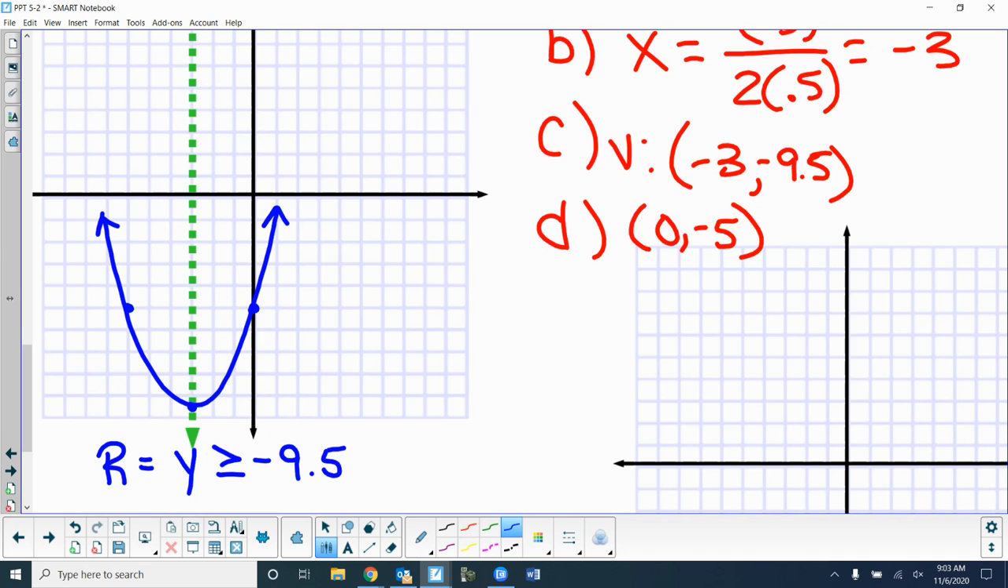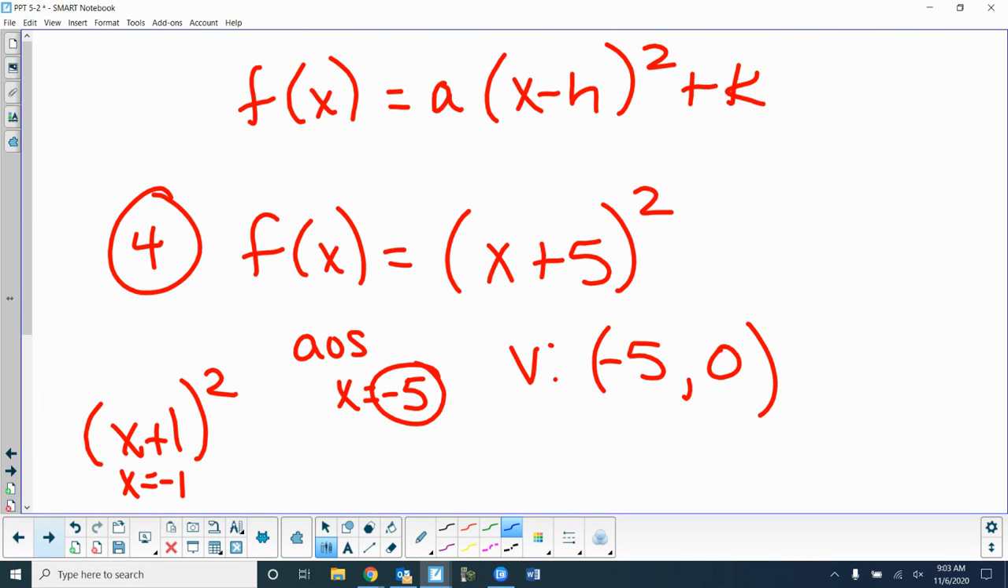So domain, this keeps getting wider, all real numbers, no matter what. Range, if it goes up, y is greater than or equal to whatever the y value of the vertex is. If it goes down, y is less than or equal to whatever the y value is. Making sense? So you're going to be asked domain and range today also.